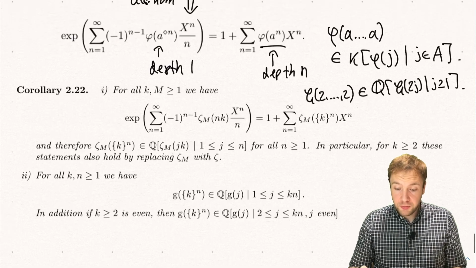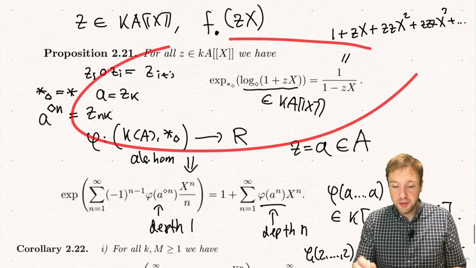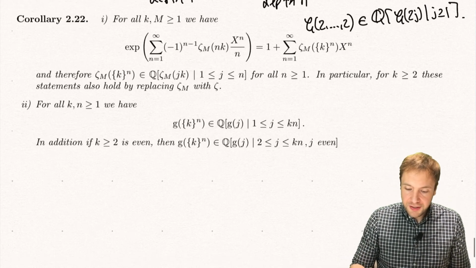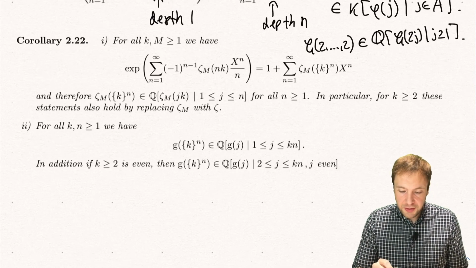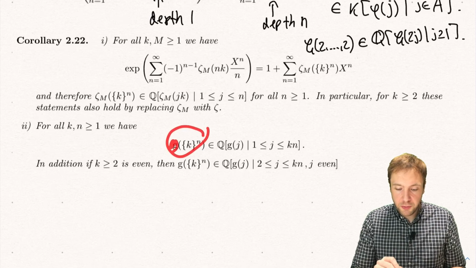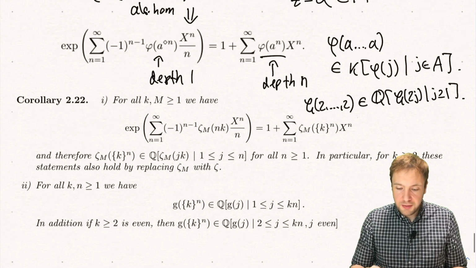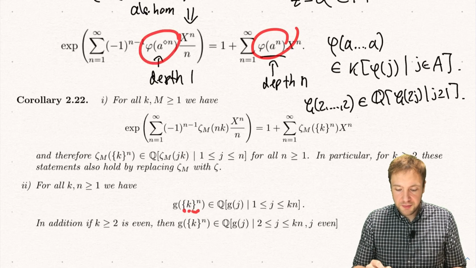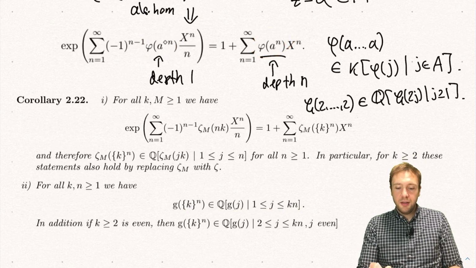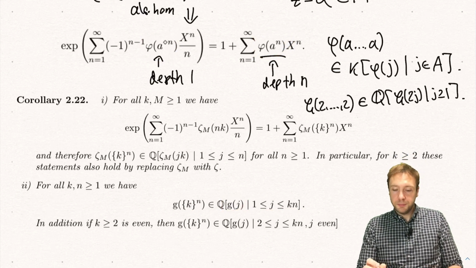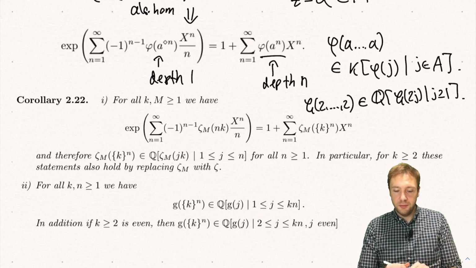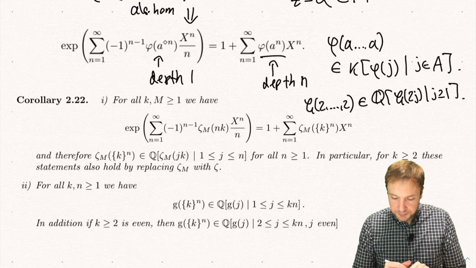But this statement, because this works here for arbitrary quasi-shuffle algebras, also works for our small g's. In particular, if we take as an algebra homomorphism our small g, then here we have g of k, and the statement is that this is also a polynomial in these single g's, which were the Fourier expansion of classical Eisenstein series.